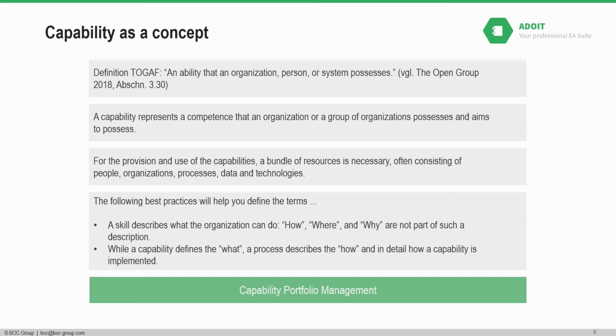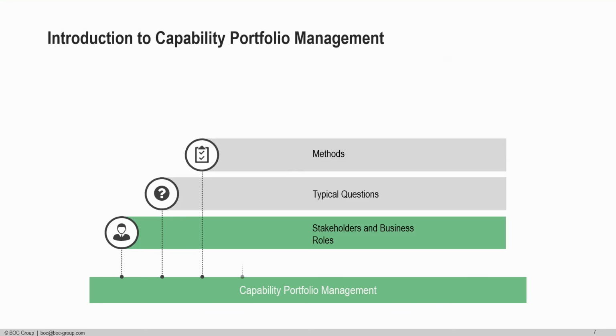Now, from the best practices point of view, we can define a capability as something that can be done. So the focus is not on how, on a who or why, but on what. And while a capability deals with that question, a process can, for example, explain how a capability can be implemented. Now that we are familiar with the concept, let's move on to the introduction to capability portfolio management.